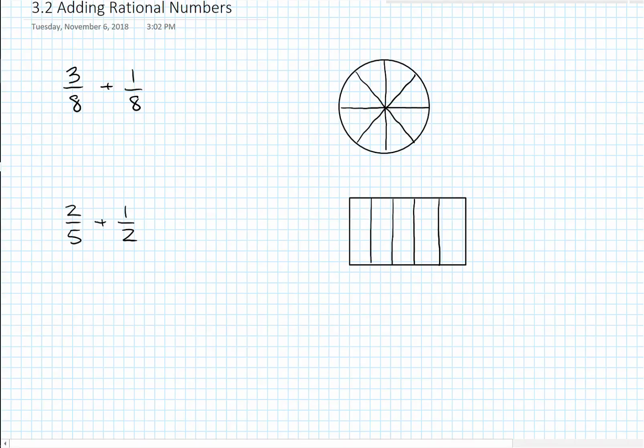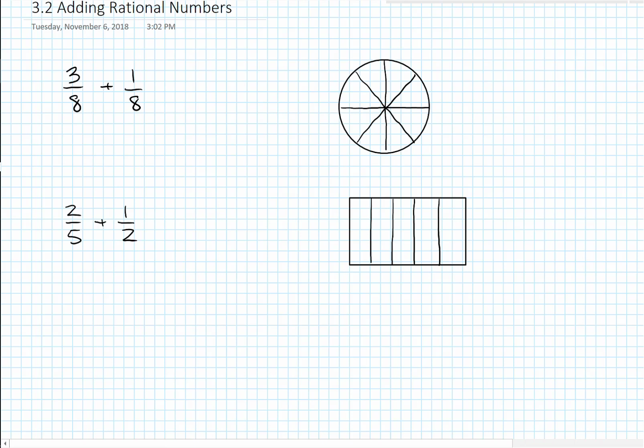This section is all about adding rational numbers, in particular rational numbers in fraction form. So let's start off with something that's fairly straightforward, fairly easy, and something we can diagram. Something like 3/8 plus 1/8. It's pretty easy to diagram what's going on here.